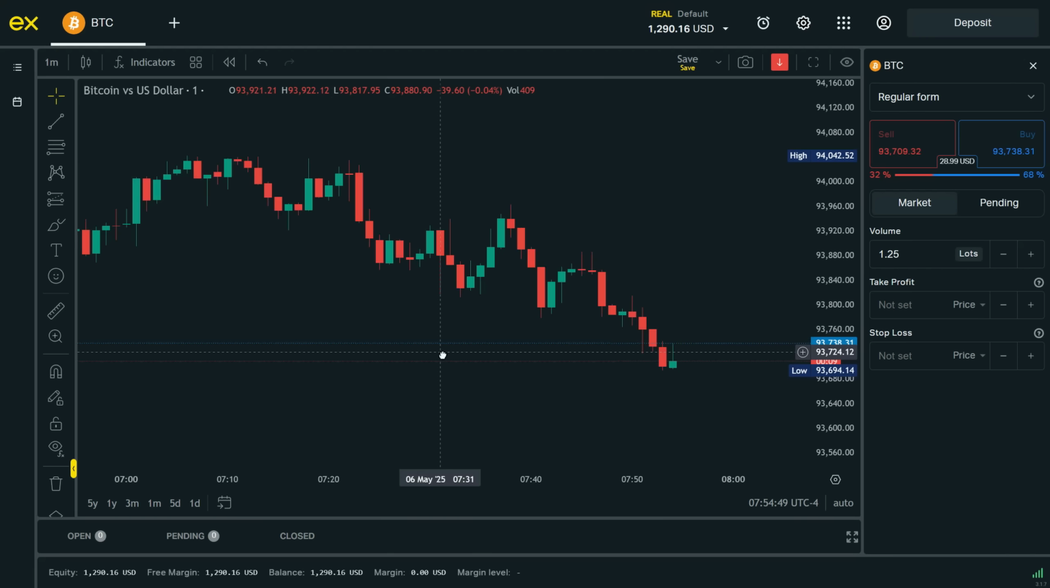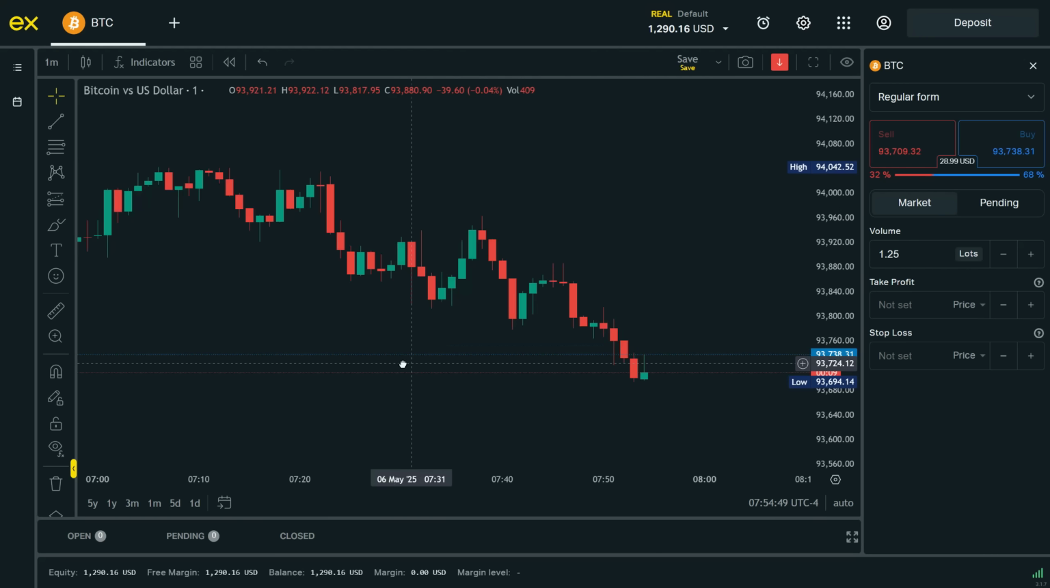Whether you're a beginner just getting started or an experienced trader looking to sharpen your edge, this strategy is straightforward, effective, and easy to follow. Watch how we turned clear reversal signals into profitable trades, all live in real time. Let's get into it. Let's jump into the setup now.